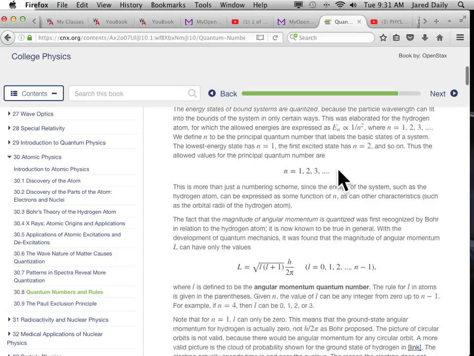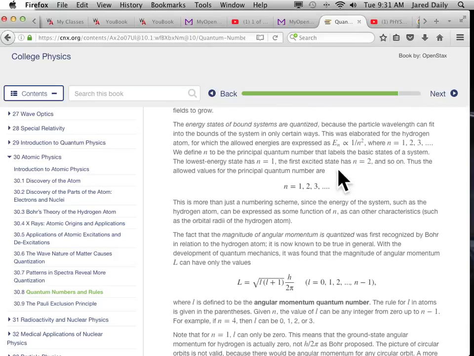And so these are things that we generally have to remember or know where to look up. So n is going to equal 1, 2, 3, and so on. And then for n equals 1, l will equal 0. For n equals 2, l can equal 0 or 1. For n equals 3, l would equal 0, 1, or 2, and so on. It goes all the way up to n minus 1, right?